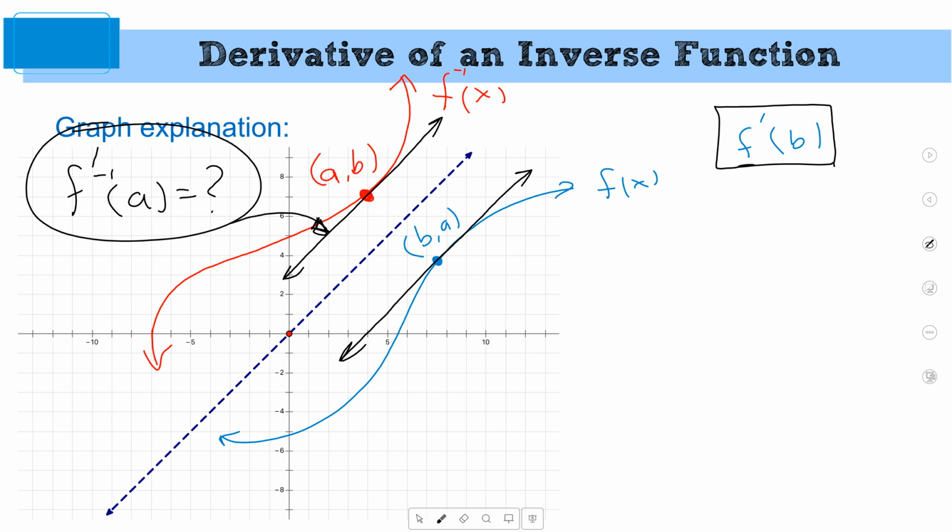The only thing you need to remember here, other than what we're talking about, is the relationship between these two slopes. And it doesn't look like it in this picture, but we'll call this slope m1, and we'll call this slope m2. m1 is equal to the reciprocal of m2. Not opposite reciprocal, just reciprocal. So the slope of the tangent line to the function is the reciprocal of the slope of the tangent line to the inverse function.